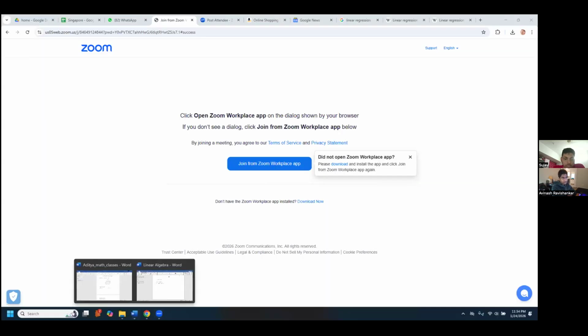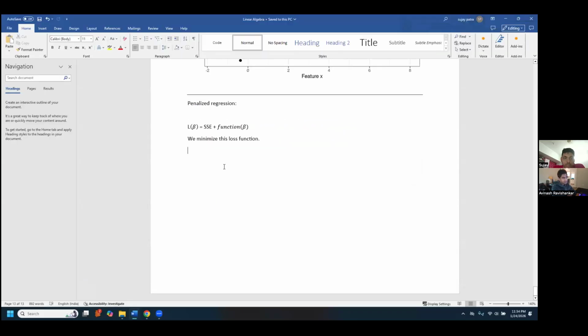Just for my context, we're saying that what we're going into now is ridge regression. That's where we're going: ridge and lasso. We didn't learn lasso in class, but that'll be okay. I want to do both and compare them so that you understand the difference. Basically, ridge and lasso differ only in how you choose this function of beta.